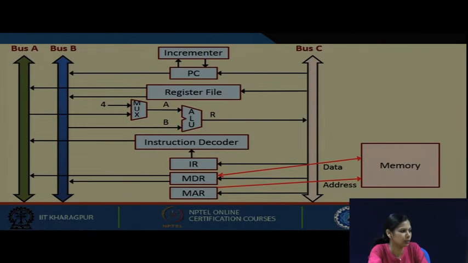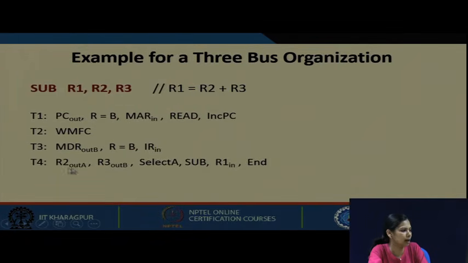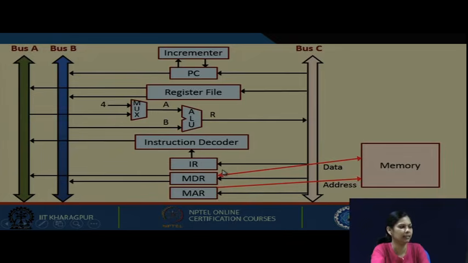Let us see what we are doing. We are doing R2 out A. So from this register file we are doing R2 out A, then R3 out B. B is directly connected, no problem. As A is connected to this mux, we are doing select A. So it is connected, we are performing sub and we are doing R1 in. That is what we are doing. R2 out, R3 out, A and B, select A, sub and R1 in, and finally we end.